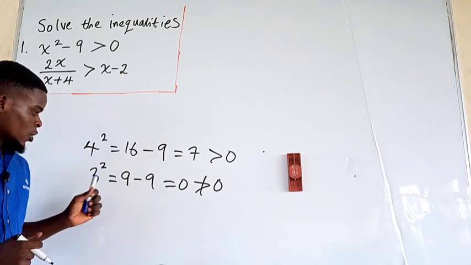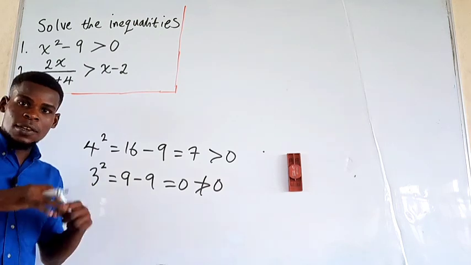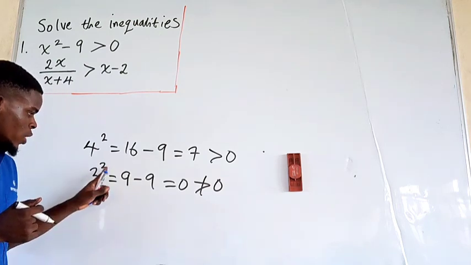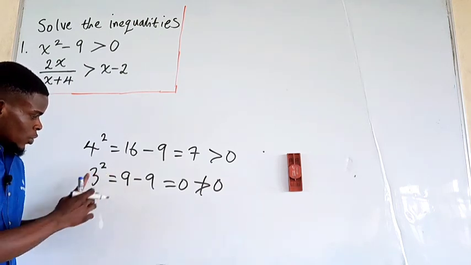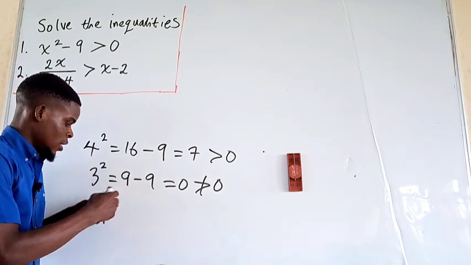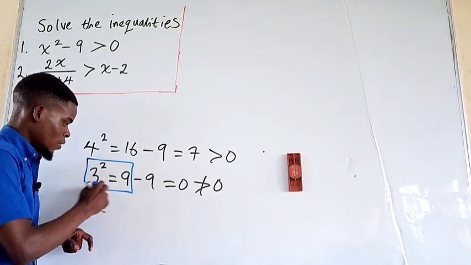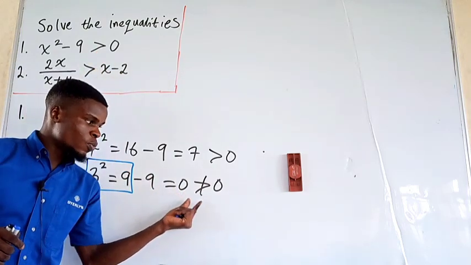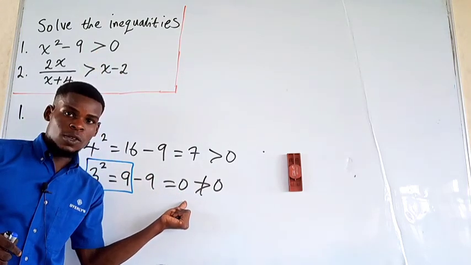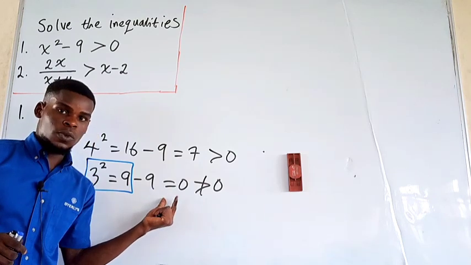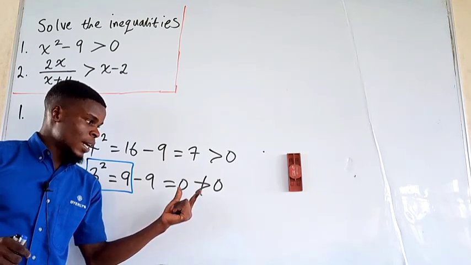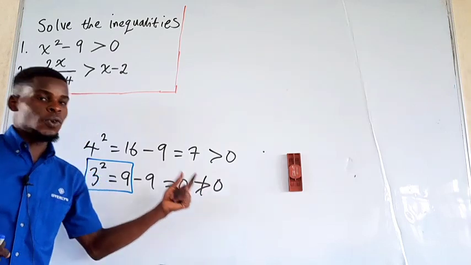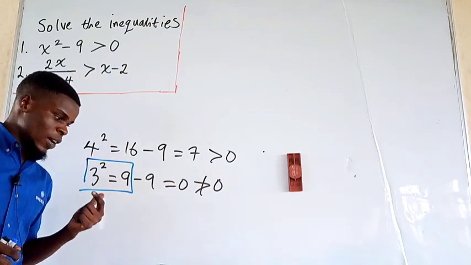You understand that? So we are looking for the values of x, the real numbers, such that when we square them, okay, the square of it will be 9. Right? When you square them, you have 9. When you subtract 9 from it, the result should be greater than 0. It should not be equal to 0. So in this case, when you subtract 9, you have 0, and 0 is not greater than 0. So 3 is not going to be the value of x.